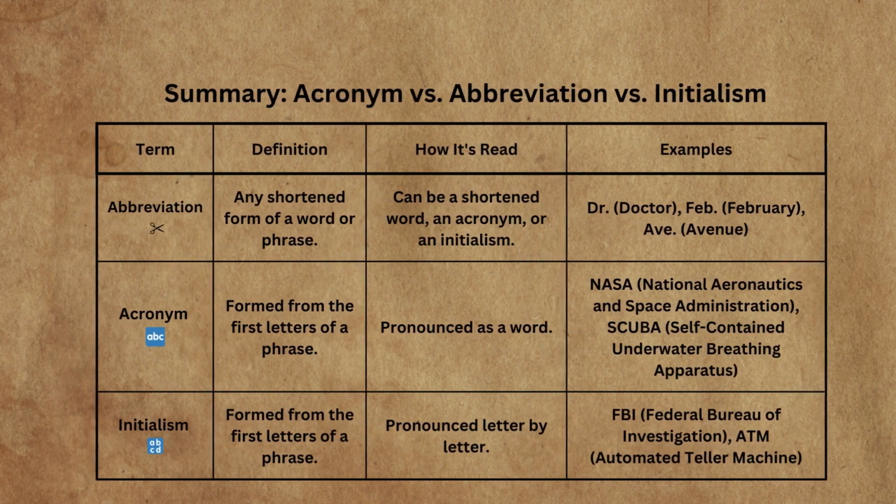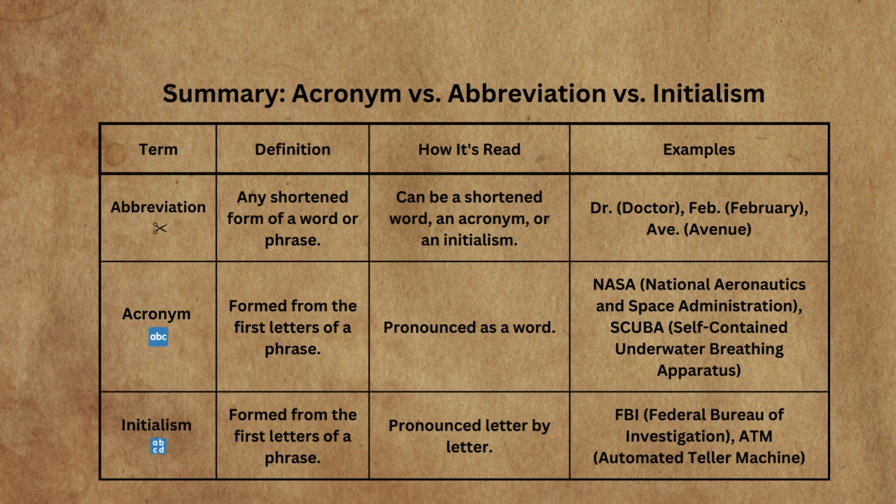Let's go through the summary. First, abbreviation. Definition: any shortened form of a word or phrase. How it's read: can be a shortened word, an acronym, or an initialism. Example: Doctor, February, Avenue. Next, acronym. Definition: formed from the first letters of a phrase. How it's read: pronounced as a word. Example: NASA, scuba.